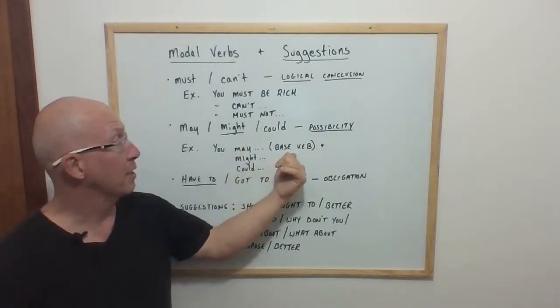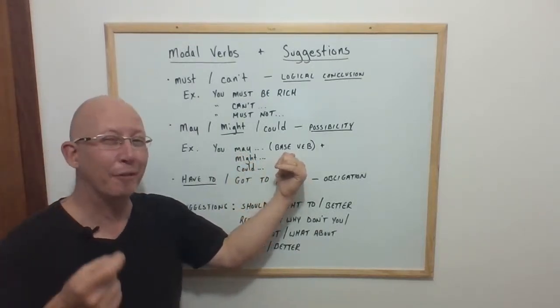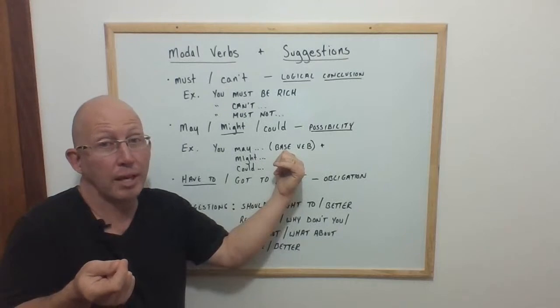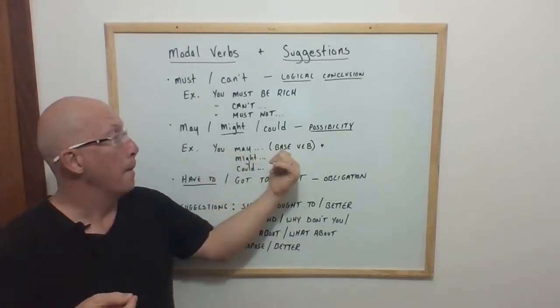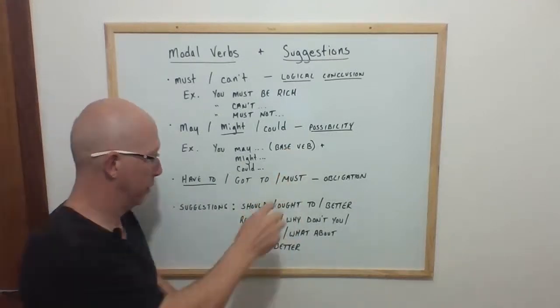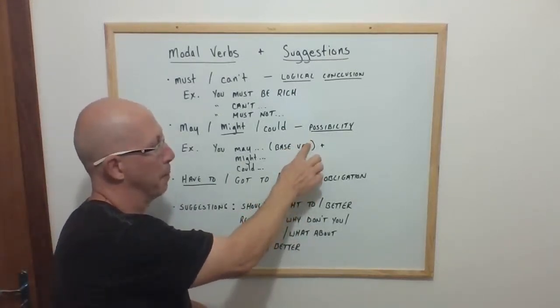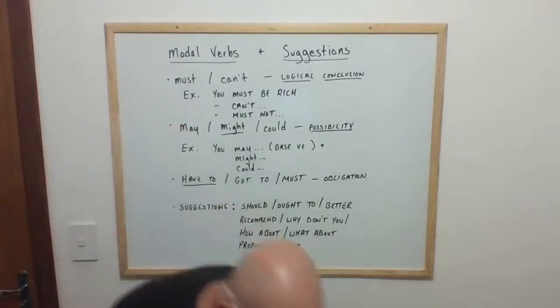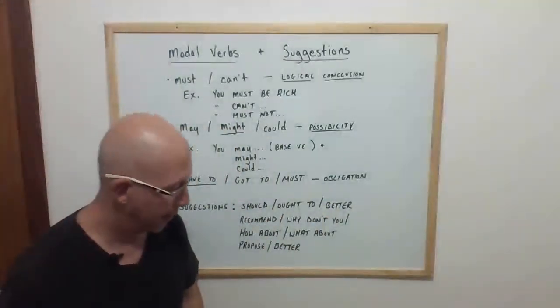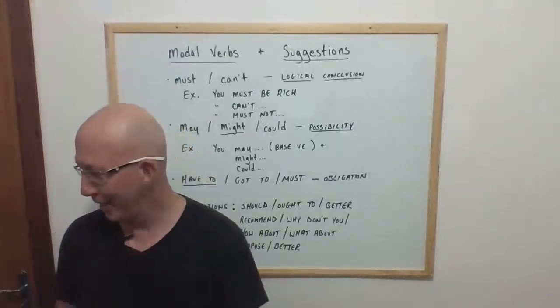So all of these base verbs. Now, if you do use a base verb like be, okay, which is pretty common, you may be, oops, I made a mistake. This should be verb. Where's my marker here? Okay, I don't have my marker.